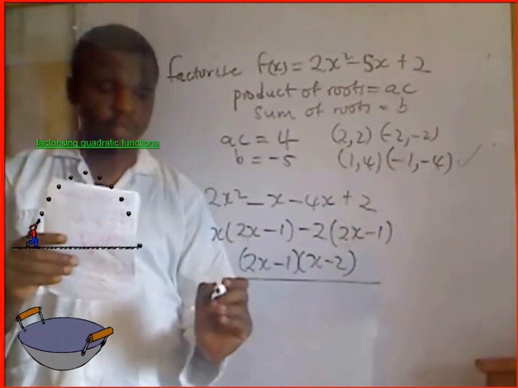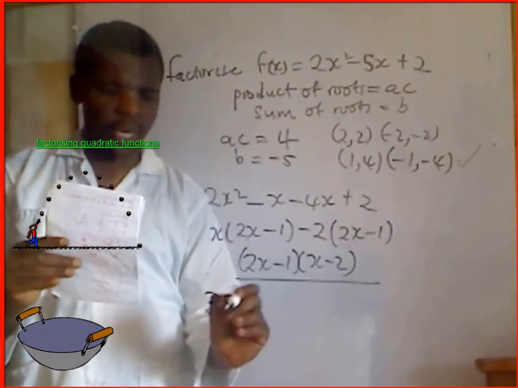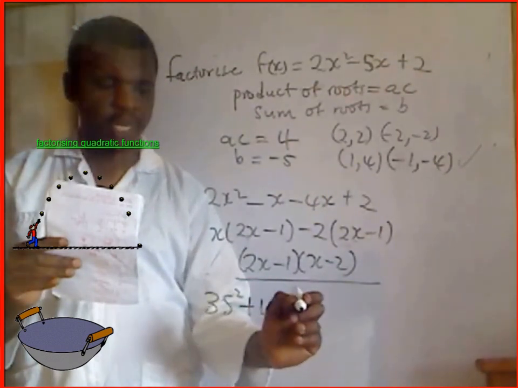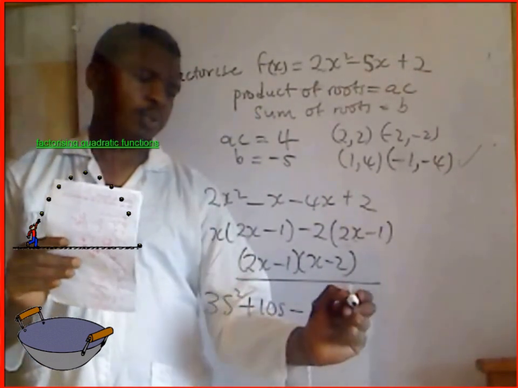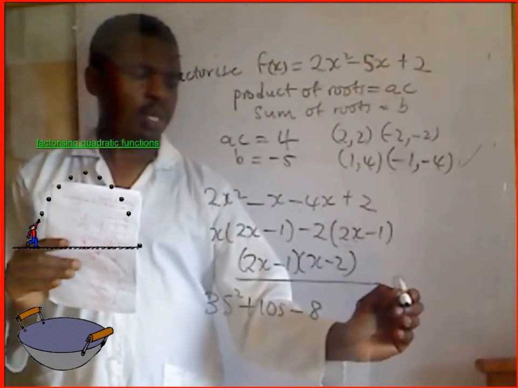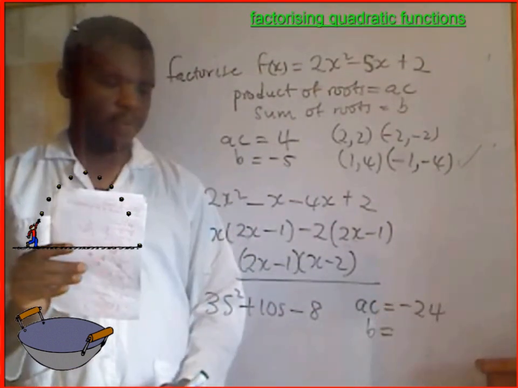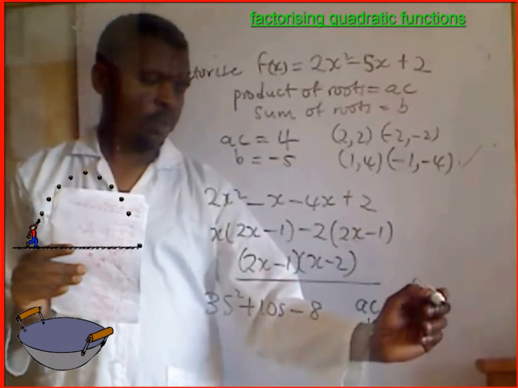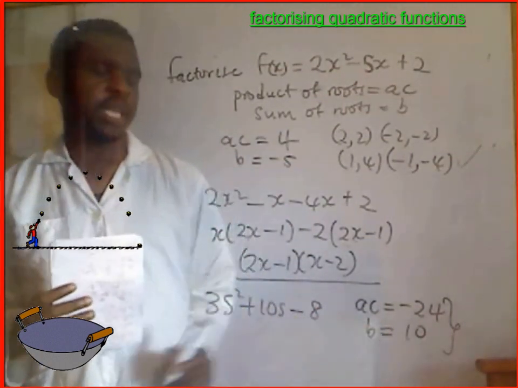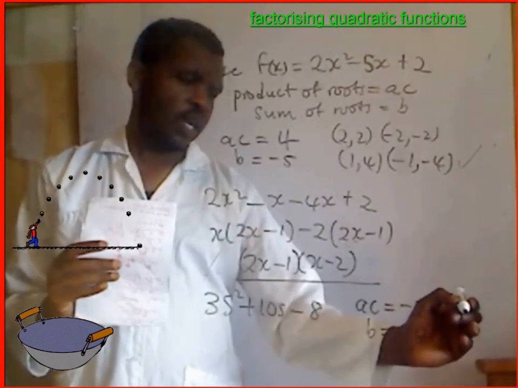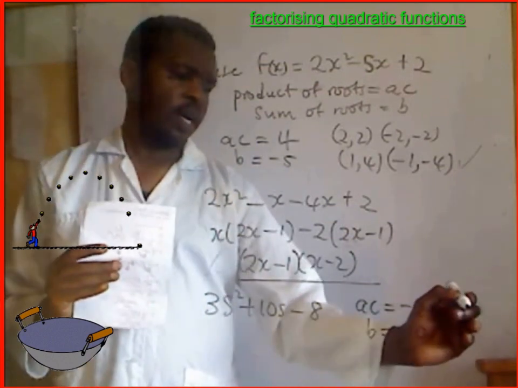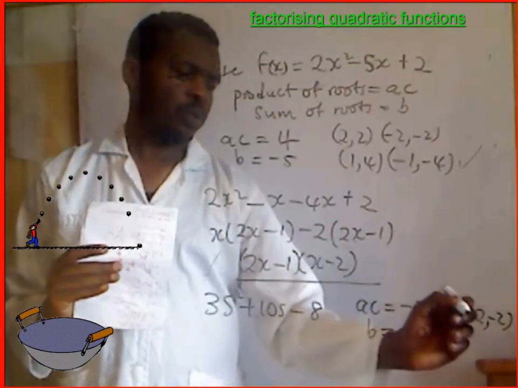Let's try this one. 3x squared plus 10x minus 8. What is our product? ac is equal to 3 times minus 8, which gives me minus 24. The sum of roots is equal to b, which is 10. Which two factors of minus 24 when added will give me 10? So I check and I see that I have 12 and minus 2.